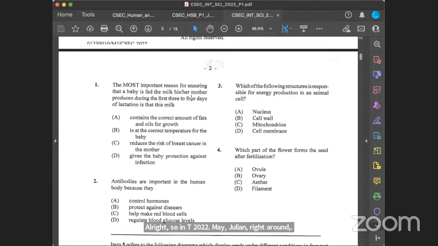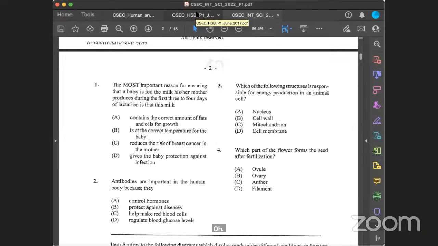The most important reason for ensuring that a baby is fed the milk his or her mother produces during the first 3 to 4 days of lactation is that this milk. Man, this thing confusing, buddy. You're done, so you can't read. Sorry, confusing. You should have answered the question for the next man.